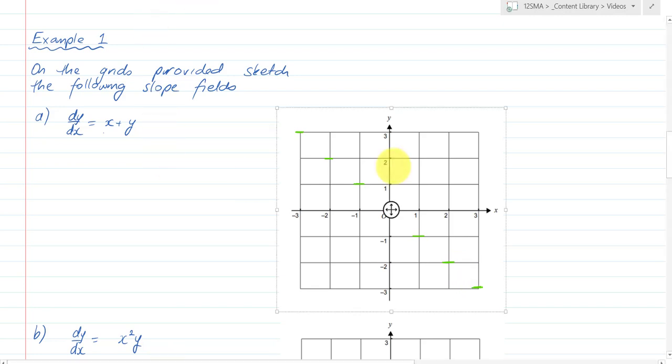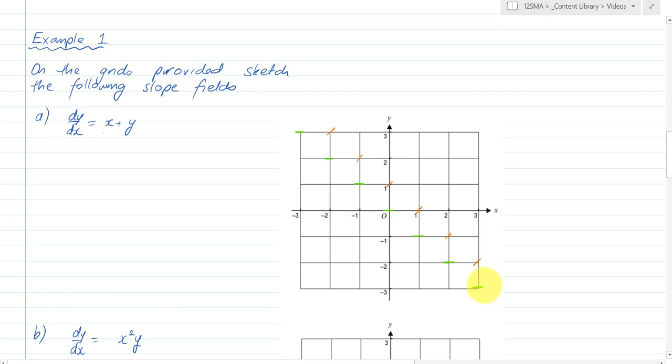So the next one is, what if I add where the y is one bigger than that x? So if I've got y is 3 and x is negative 2, that gives me a gradient of 1, which looks like this. A gradient of 1, and so on along that line.